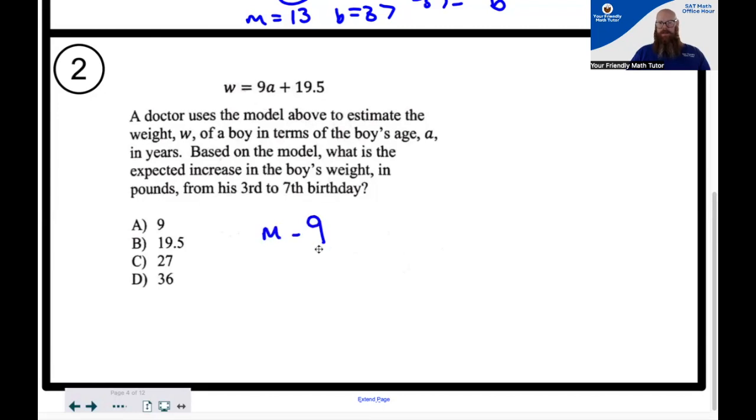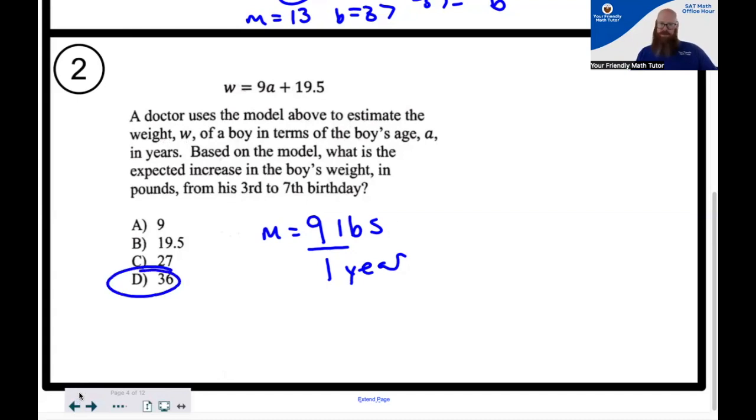All right. And let's remember slope is rise over run. So that means the boy's weight is the y. So that's nine, doesn't say what. Oh yeah, in pounds. So that's 9 pounds per 1 year. So the boy is essentially gaining 9 pounds every year. Well, this is a 4 year span. So in 4 years, he's going to gain 9 times 4 pounds, which is 36.